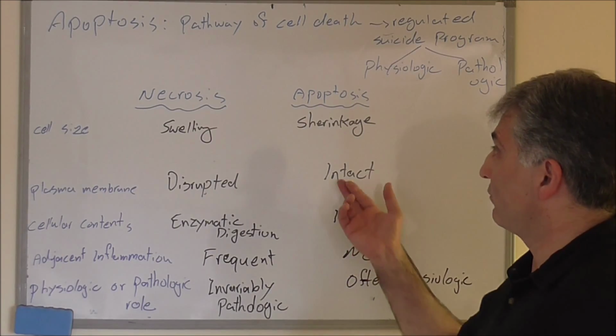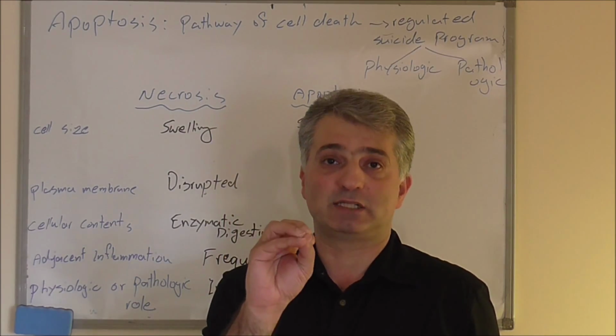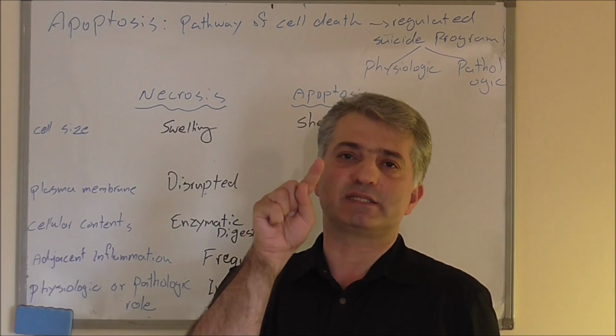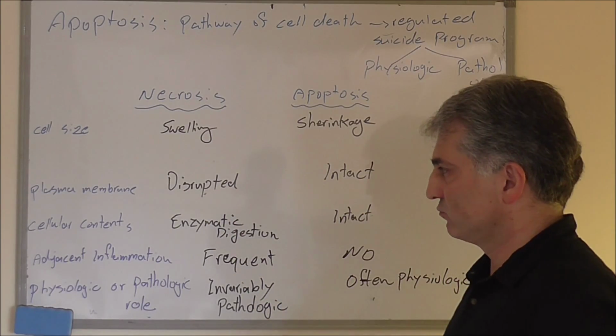Very simple. But for apoptosis, not at all. The cell membrane is there, it is intact. The cell shrinks, but the membrane is there. That's why this is different. Very important and major difference.